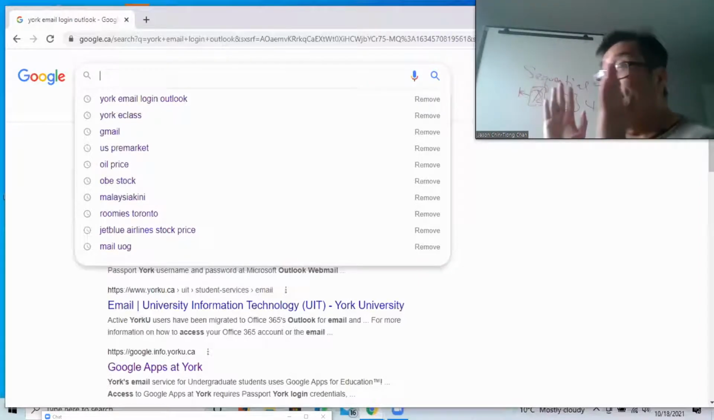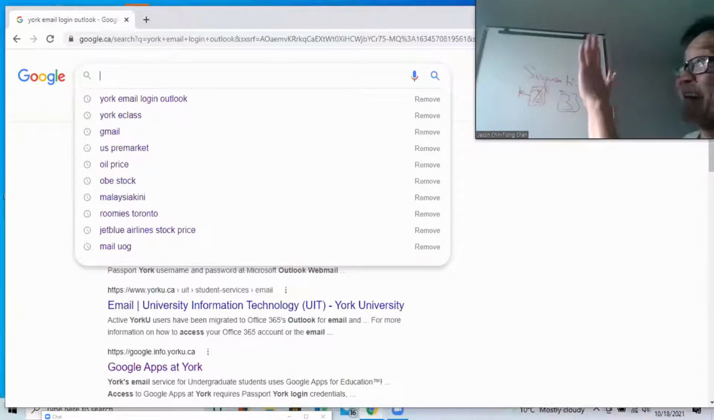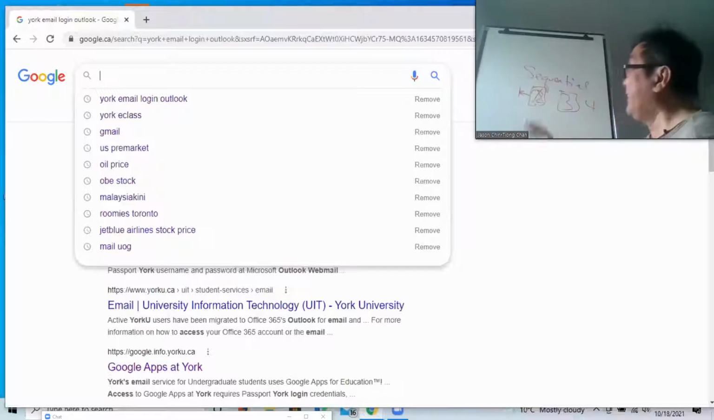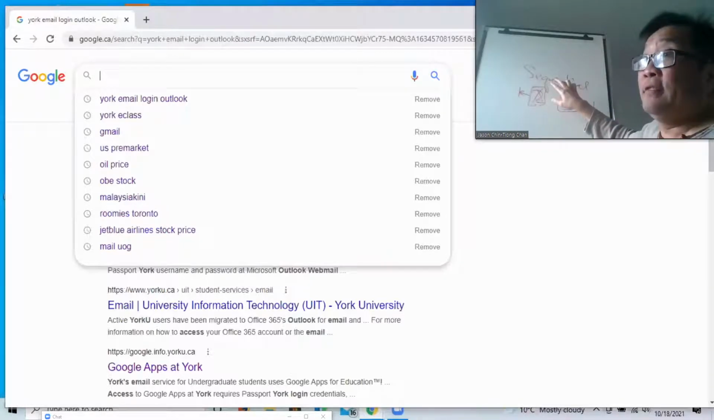Okay, let me talk about the whole test again. This is sequential. Do you understand the meaning of sequential? That means you finish question 1, then you move to question 2. You cannot go back. You cannot skip.